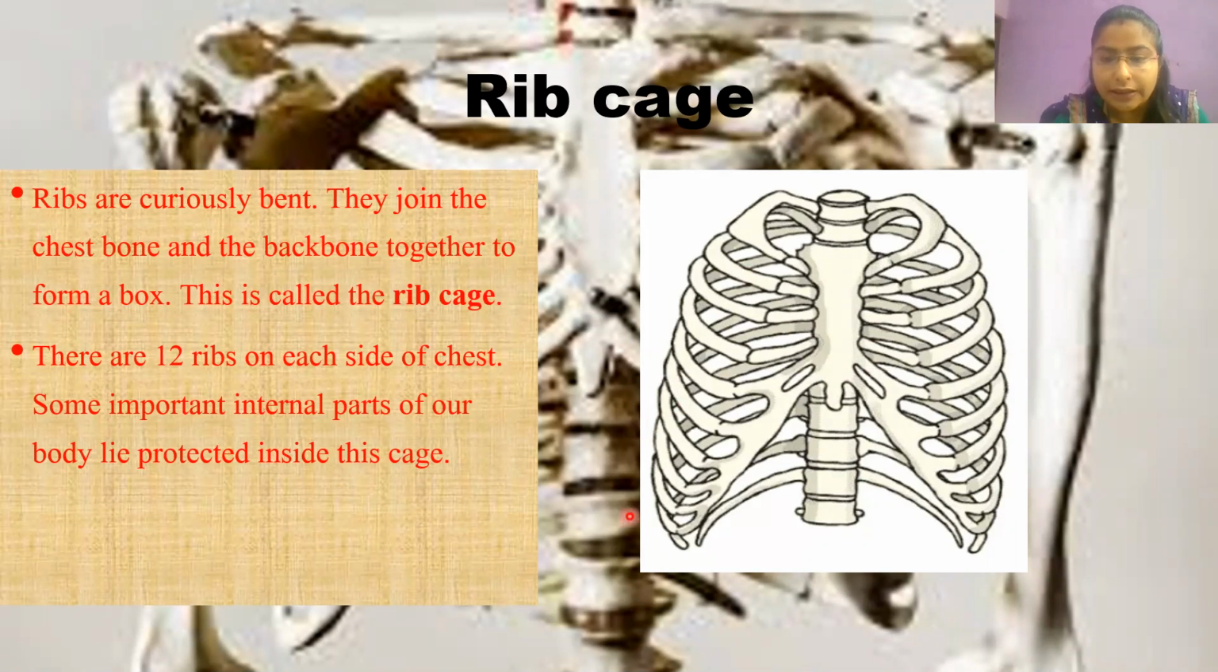These ribs, these lines that you can see, these are 12 in number on each side. It means on both sides there are 24 ribs. Okay. Some important internal organs of our body lie protected inside the cage. It means the most important organs of our body are inside the rib cage.